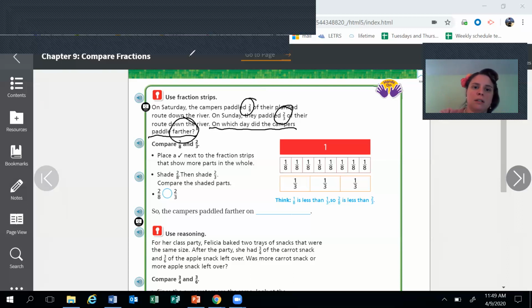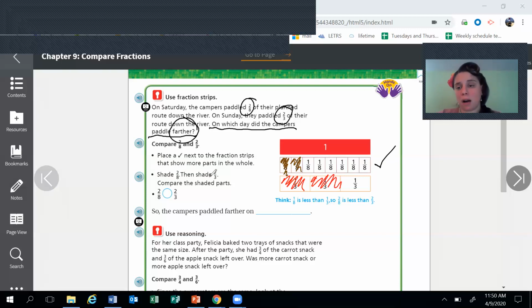Let's see. We did 2/8. And then we did 2/3, right? And when you do it there, you can easily see which one is bigger, okay? So place a check mark next to the fraction strips that show more parts in the whole. Well, the 8 is more parts in the whole because there's 8 of them. Shade 2/8 and then shade 2/3. We're ahead of them. We got that.